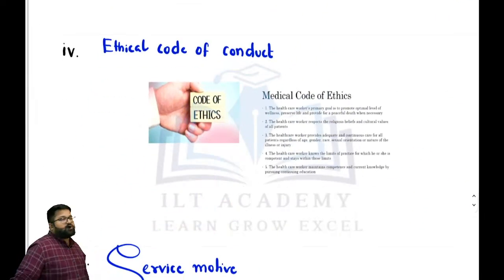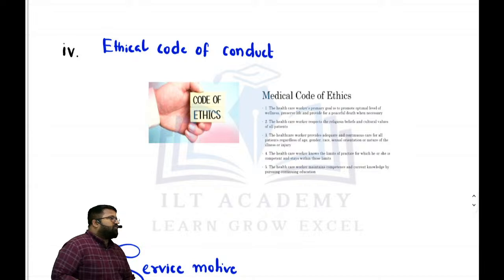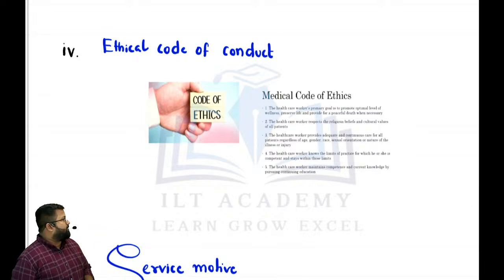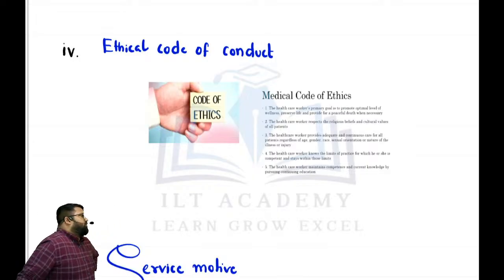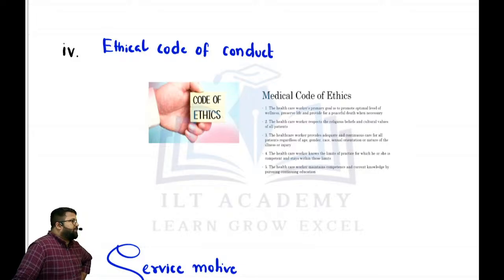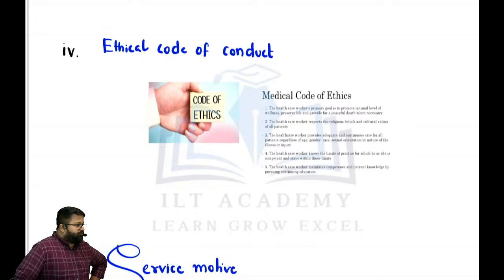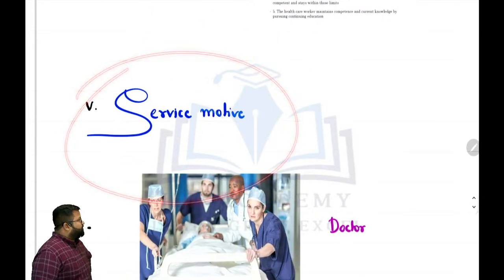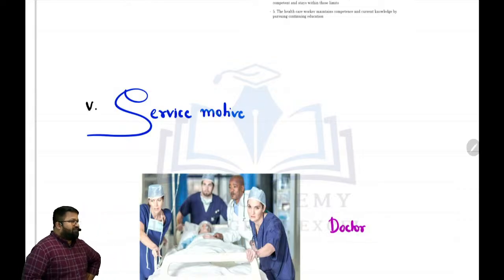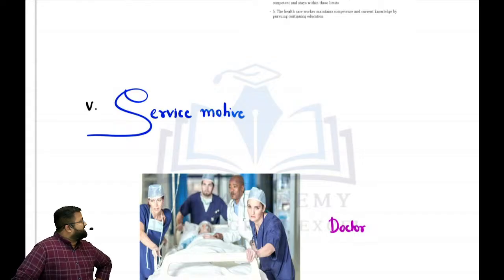And what is the fourth one, ma? Ethical code of conduct. What type of conduct, my dear buddies? Sir, for CAs there is a different code of conduct, and for medicos, who are medicos? Doctors. For them there is a separate code of conduct, and for engineers there is a separate code of conduct. Okay. What is the fifth point, ma? Fifth point, service motive.